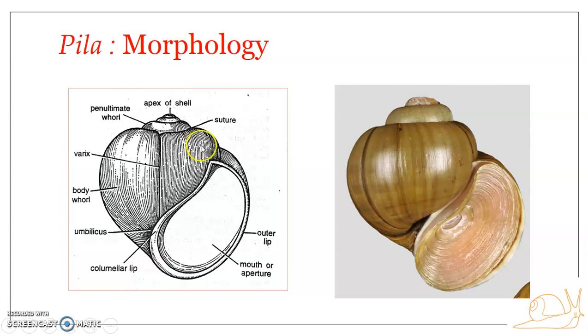Now, coming to the other part, the body whorl opens to the outside by a wide aperture. It is known as the shell mouth, and the margin of the shell mouth is known as the peristome. The peristome is provided with an outer rim, known as the outer lip, and an inner rim, known as the columnar lip.